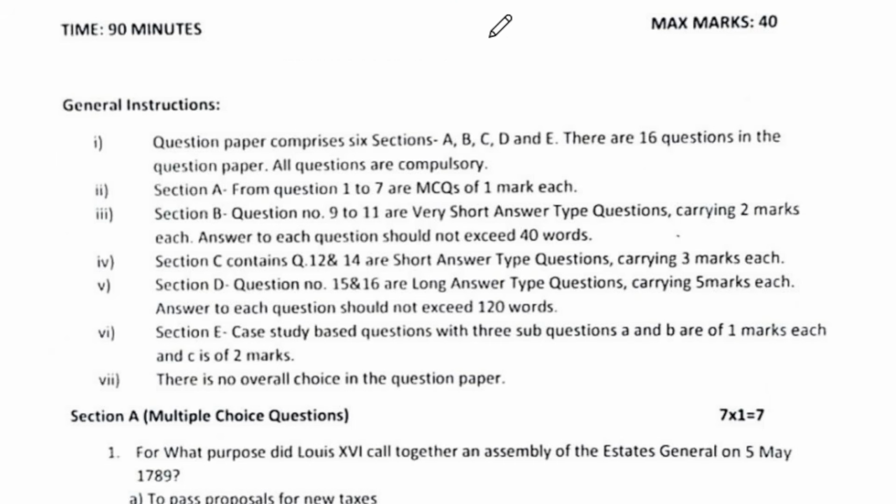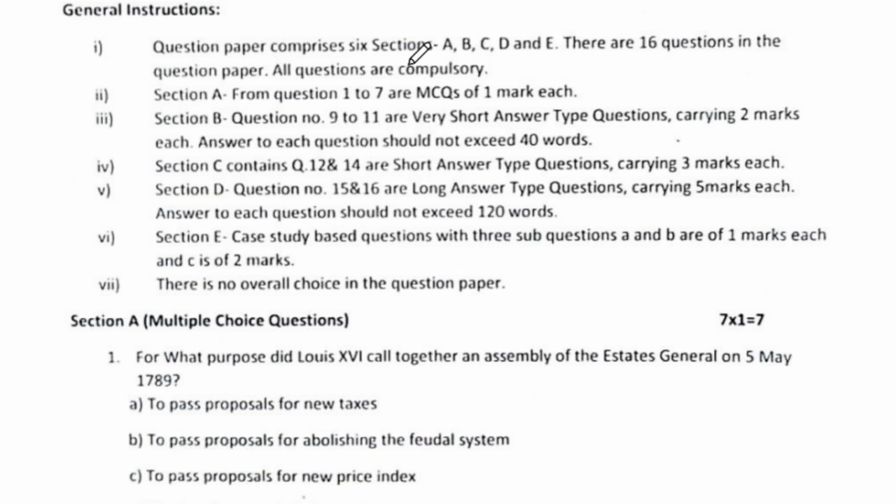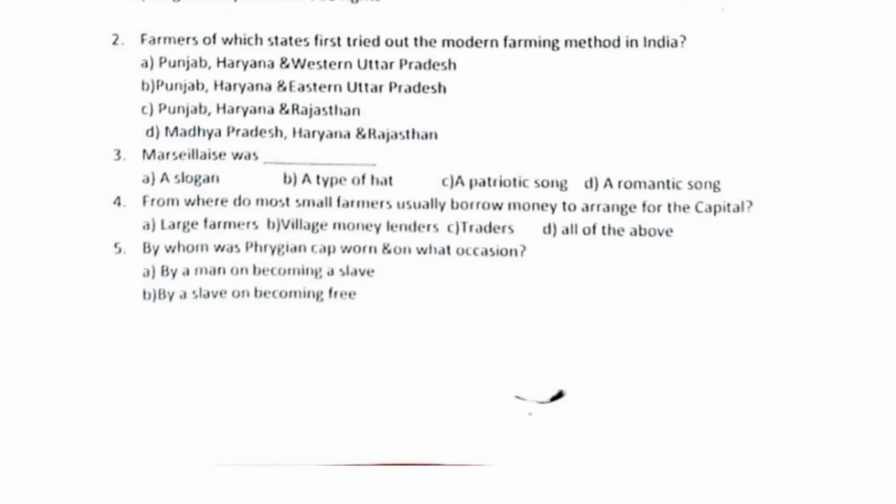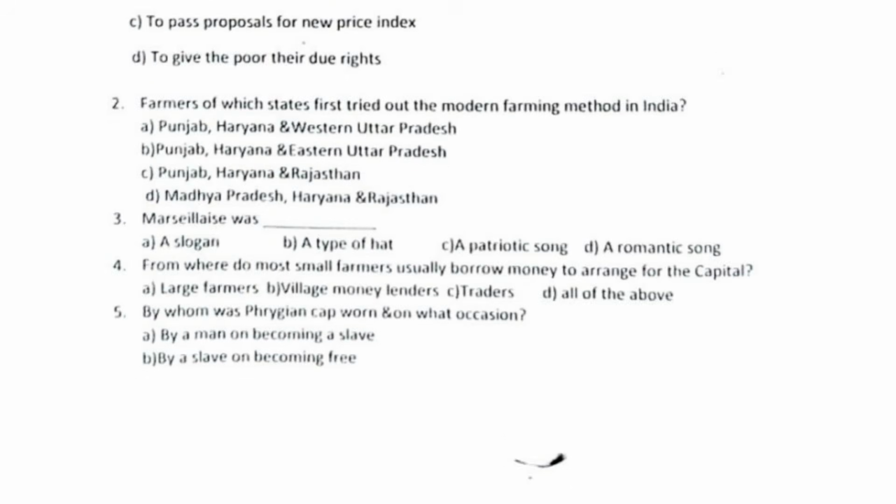General instructions: the question paper comprises 6 sections A, B, C, D, and E. There are 16 questions in the question paper. All the questions are compulsory. Section A, questions 1 to 7, are MCQ questions of 1 mark. So, this is section A. All are 1 mark questions.